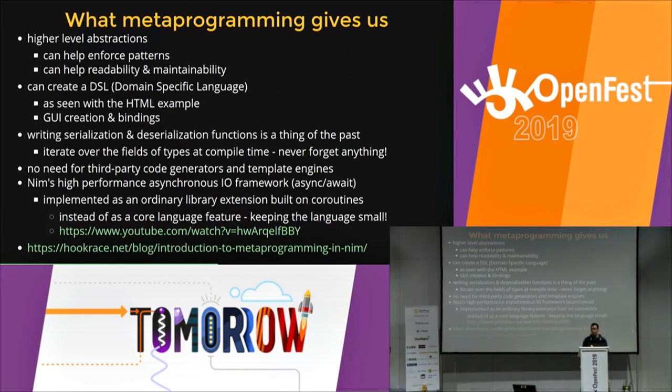That again can be automated with Nim. You can iterate at compile time through all of the fields inside of a type and just call serialize on each of them. That's not code which should be written by humans, it should be automated. And as a really nice example of the power of metaprogramming in Nim, the asynchronous I/O framework based on async and await is implemented entirely with metaprogramming.